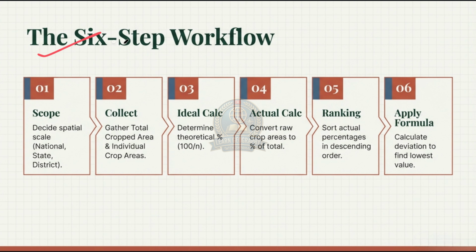The 6-step workflow is like this. Step 1, scope, decide spatial scale: national, state and district. Step 2, collect the total cropped area and individual crop areas. Step 3, ideal calculation, determine theoretical percentage, that is 100 divided by n. N means number of crops. Step 4, actual calculation, convert raw crop areas to percentage of total. Then step 5, ranking, sort actual percentages in descending order. Then step 6, apply formula, calculate deviation to find the lowest value.